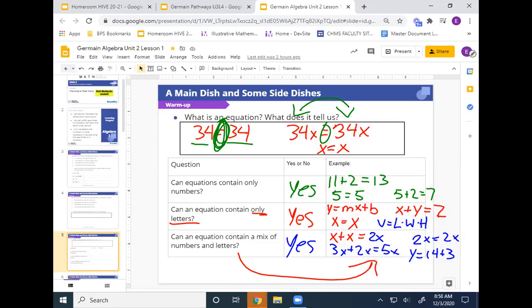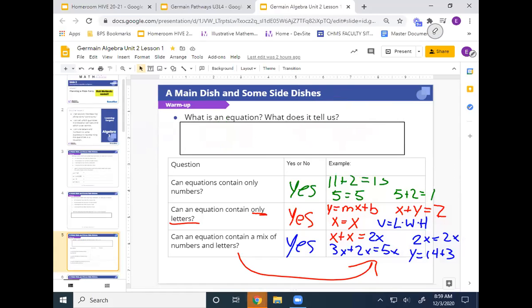Very good. So equations can contain only numbers, only letters, or a mixture. The most important piece is that you have an equal sign. If you just have 34x and it's not equal to anything, or if you say 34x plus 2, that is not an equation, that is an expression. It is half of the equals. If there's no equal sign and then another quantity on the other side, it's not going to be called an equation, okay?